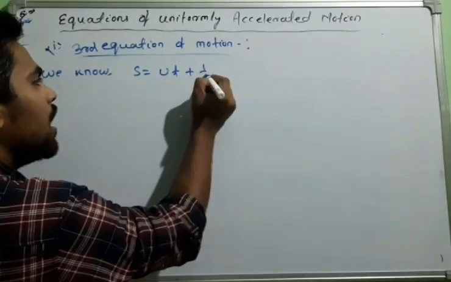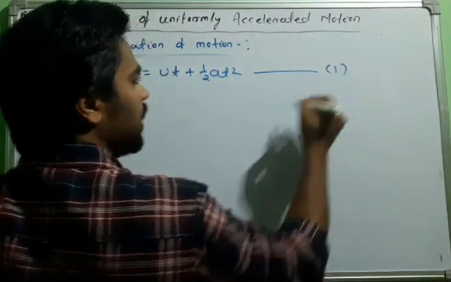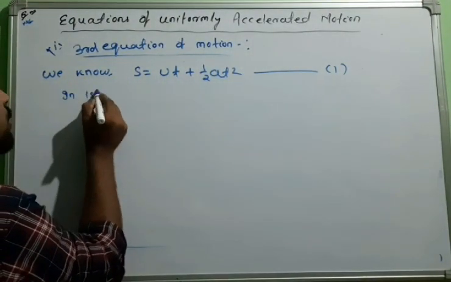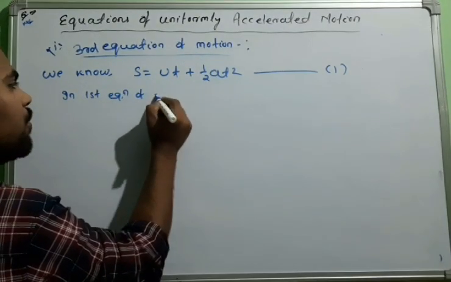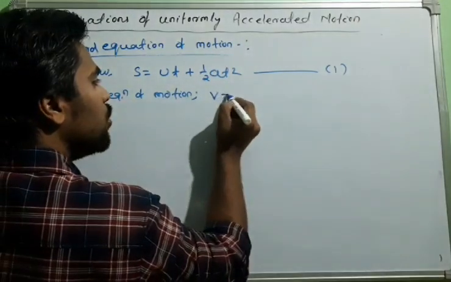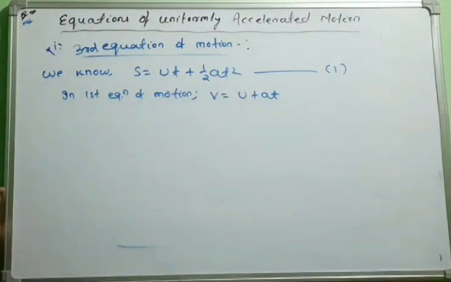Okay, so now we'll derive the third equation. Write down. We know in the second equation S is equal to UT plus half AT square. So you can write equation 1. Next, in the first equation of motion, write down, V is equal to U plus AT.